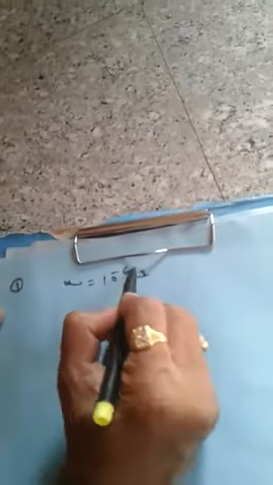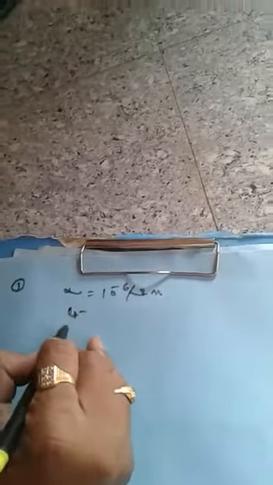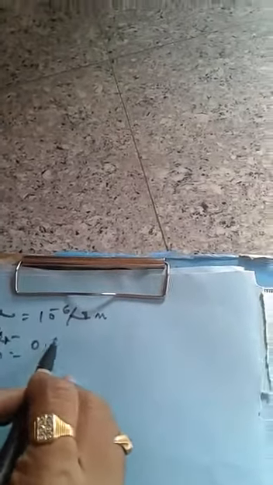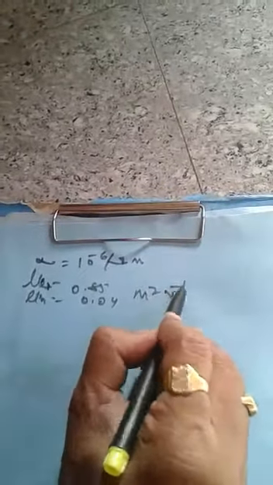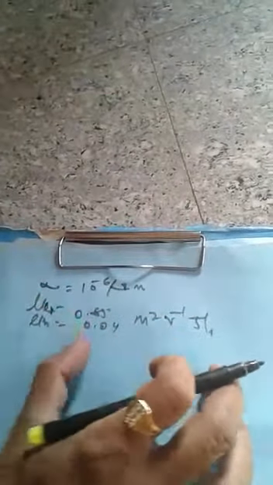For the intrinsic gallium arsenide, the room temperature electrical conductivity is 10 to the power of minus 6 ohms per meter. The electron and hole mobilities are respectively 0.85 and 0.041 meter square per volt per second. Compute the intrinsic carrier concentration at room temperature.